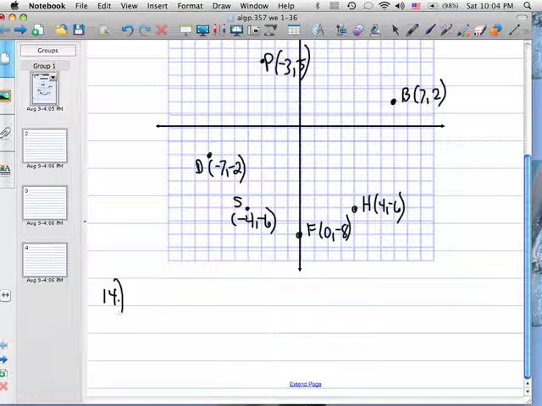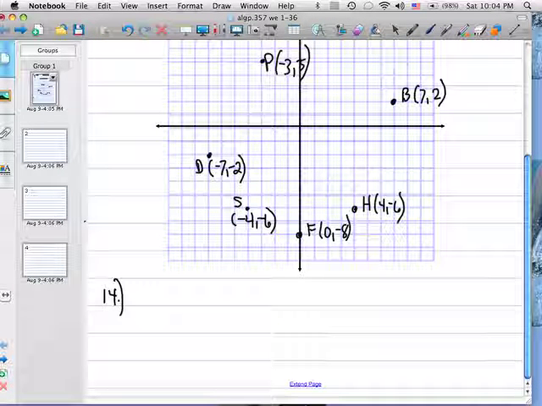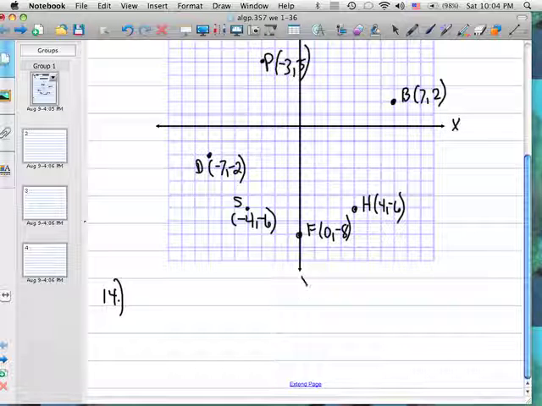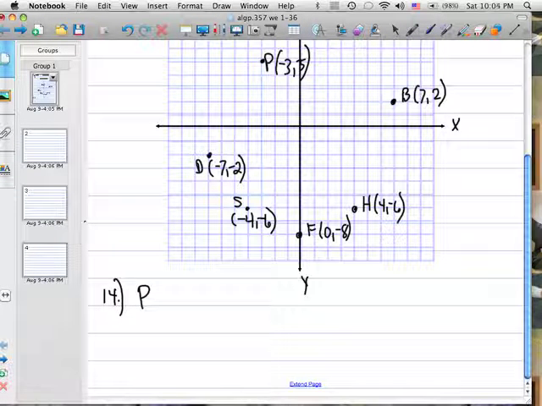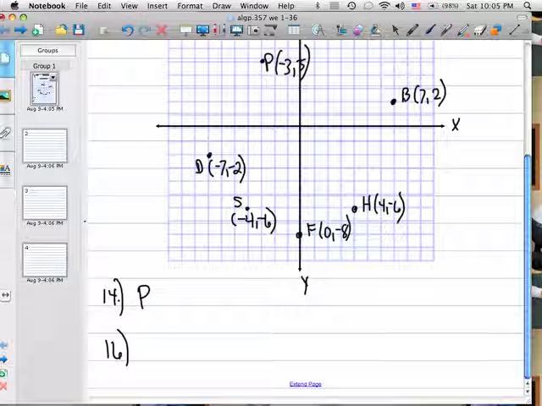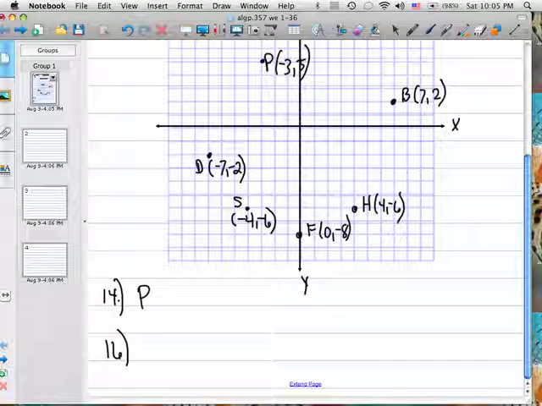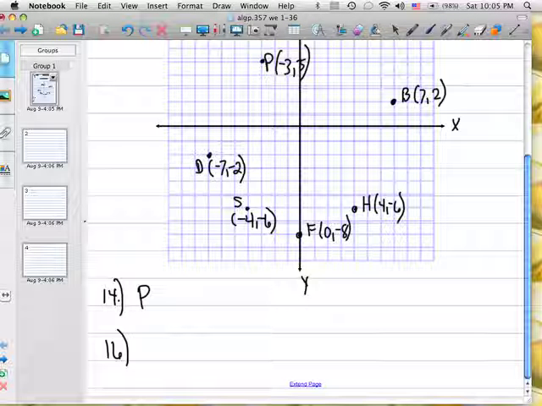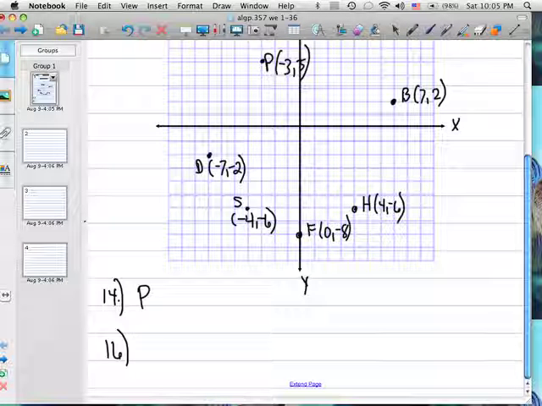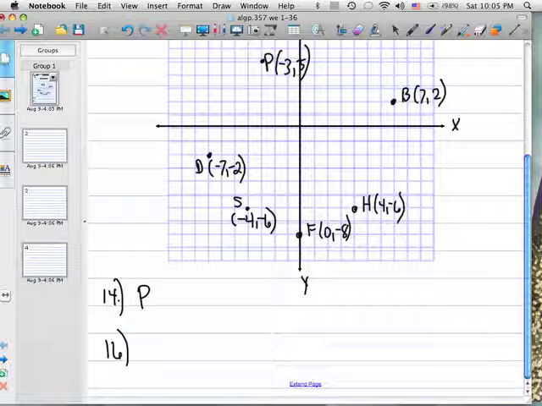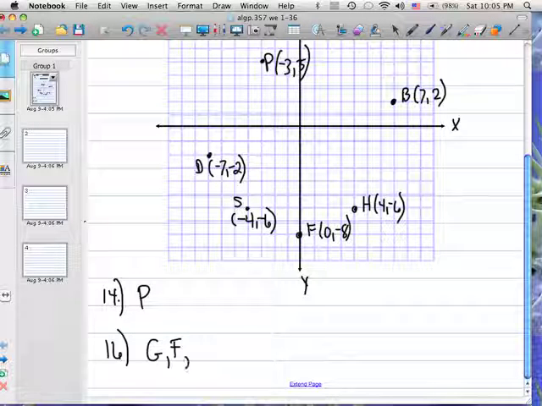So 14, the point on the negative y-axis. The negative y-axis is this area here. So the only point that's on the negative y-axis is point P. Number 16, the points on the horizontal line through point Y. So find Y, and Y is in the fourth quadrant. And the horizontal line, just find the line that goes through Y horizontally, and it also picks up G and F. And of course, Y.